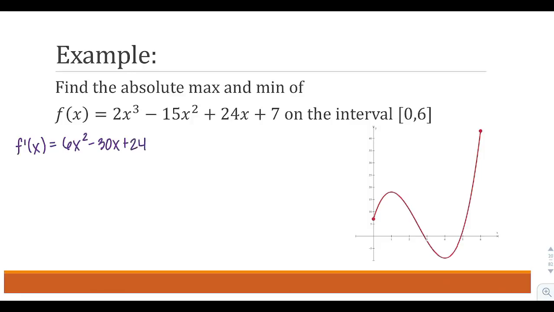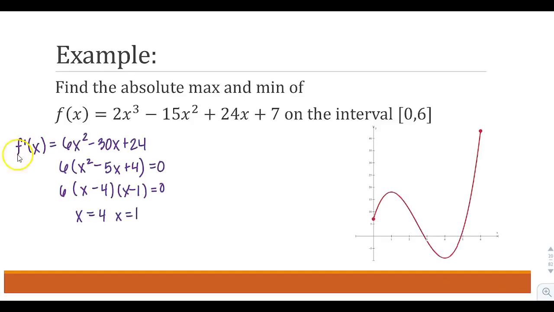I'm going to go ahead and factor out the 6. So I have x squared minus 5x plus 4, and I'm setting this equal to 0. So factor completely: x minus 4, x minus 1 is equal to 0. And I end up with x equals 4 and x equals 1. So these are in the domain of my polynomial, all real numbers, and 1 and 4 are in the interval in question. So these are my two critical values.